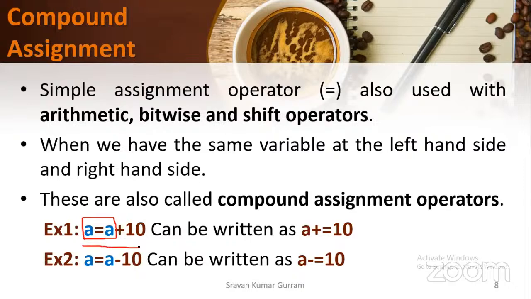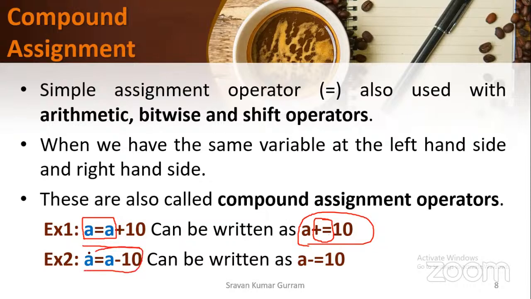So the same statement will be written like this: A plus assignment 10. These two are the same: A assignment A plus 10, or A plus assignment 10. These two are absolutely the same. But here we are using the operator plus assignment. This is called compound assignment operator, where we can use simple assignment along with the arithmetic operator plus. In the same way, you can use simple assignment operators with all arithmetic operators.